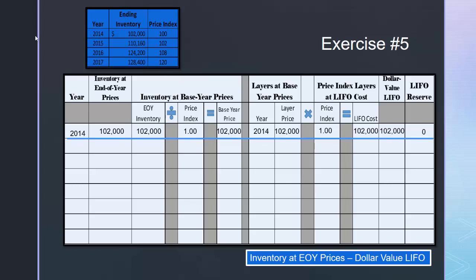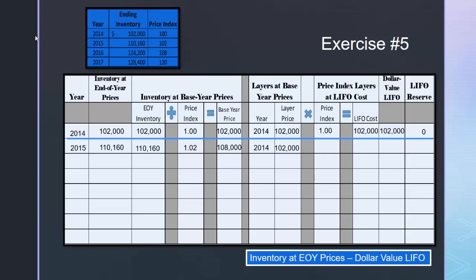In 2015, we had inventory at end of year price of $110,160. So let's carry that number over and divide by our price index. Our price index is 1.02. It's $108,000. So this inventory, had it been bought the year before, would have cost us $108,000. We're going up. Our base year price increased from $102,000 to $108,000, and when your base year price increases, you carry down your existing layer first.